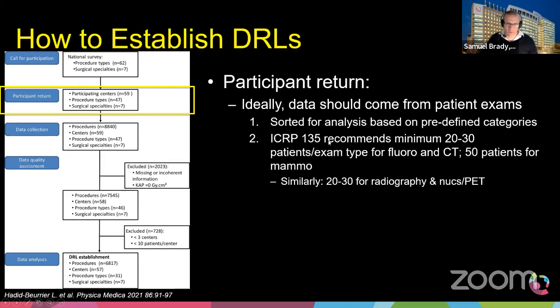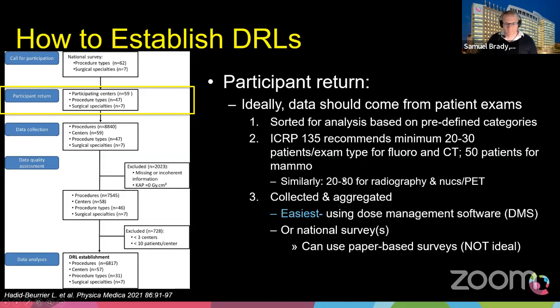Now, ICRP 135 doesn't define numbers for radiography or nuclear medicine and PET, but using that same idea of 20 to 30 is a safe number to collect. So we're going to go in and collect 20 to 30 doses from exams of various different types across all of these imaging modalities, and 50, a few extra, for mammography. And how do we do that?